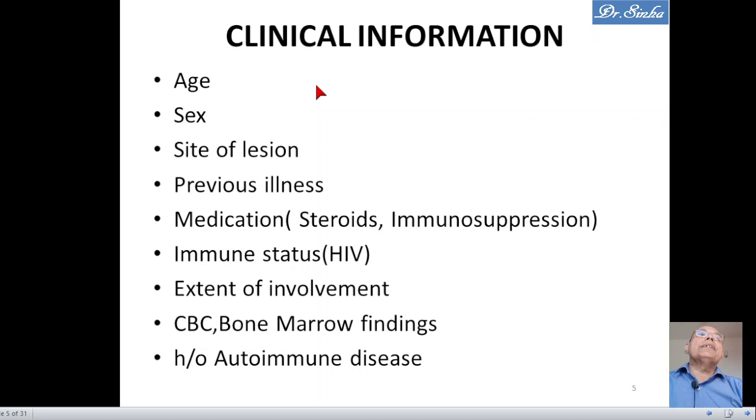Regarding clinical information, age, sex, site of lesion, previous illness, medication like steroids or other immunosuppressive drugs, immune status of the patient like HIV status, extent of involvement, CBC, bone marrow findings, and history of autoimmune disease are important.